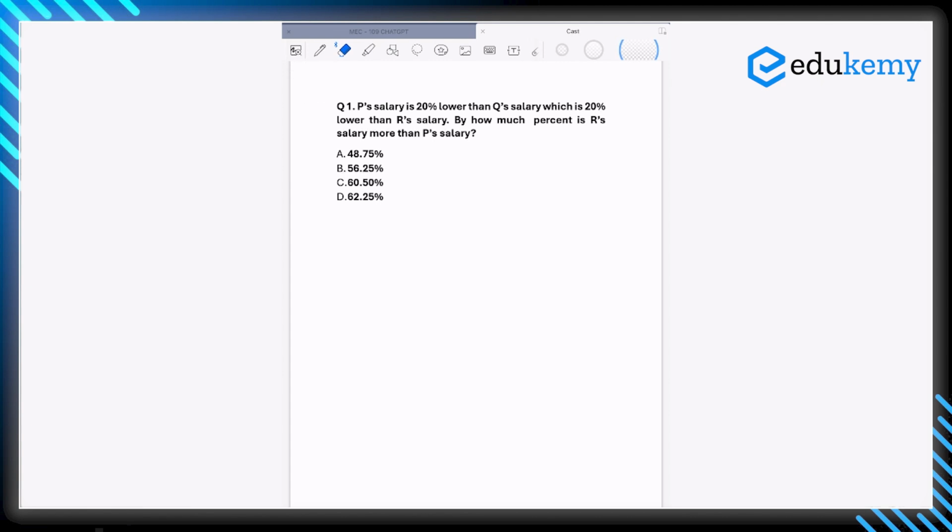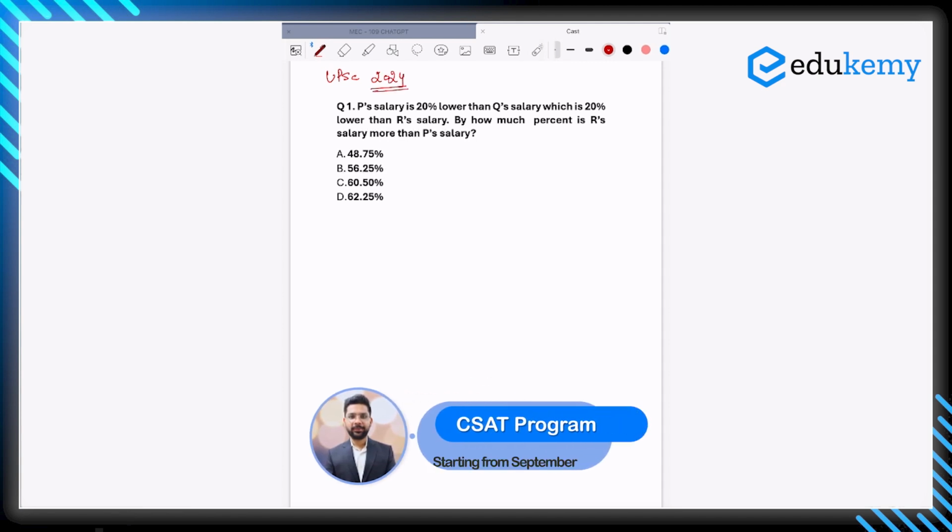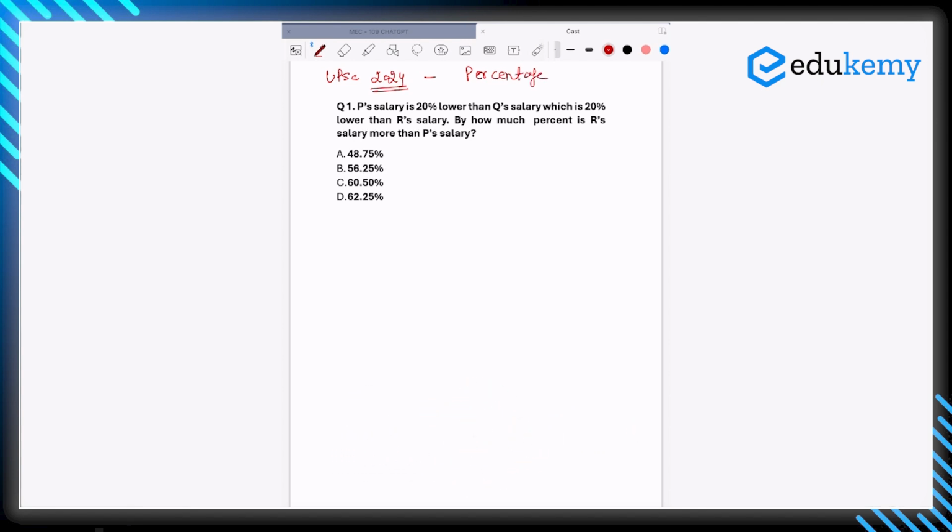Okay, now let's come to the question here. This question is from the UPSC 2024 examination, and it is related to the percentage part of the quantitative analysis. Now let's understand the question.